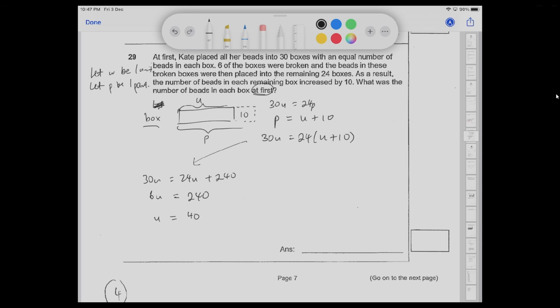What's the number of beads in each box at first? At first it's just U. There's no 10 because there are 30 boxes. So what's the number of beads in each box? At first there are just 40 beads.